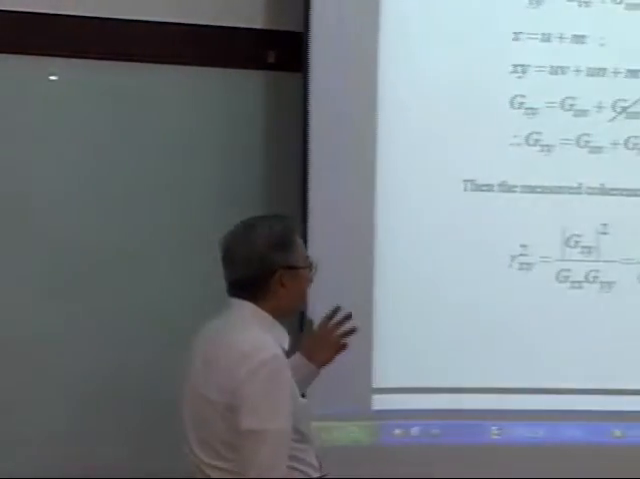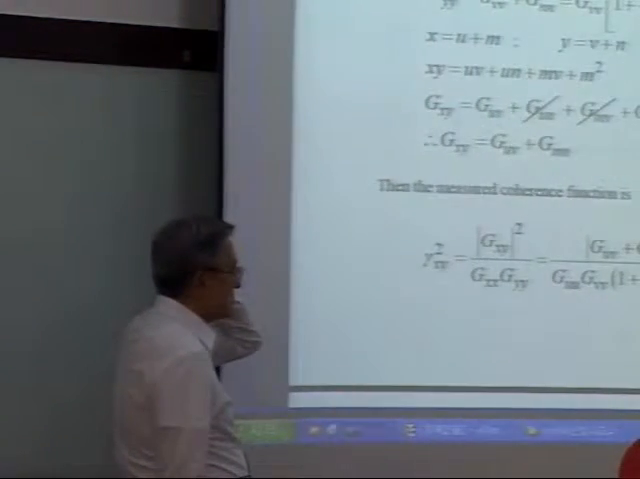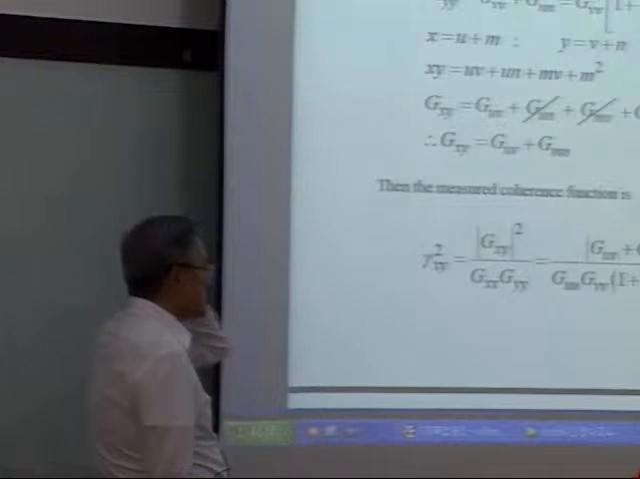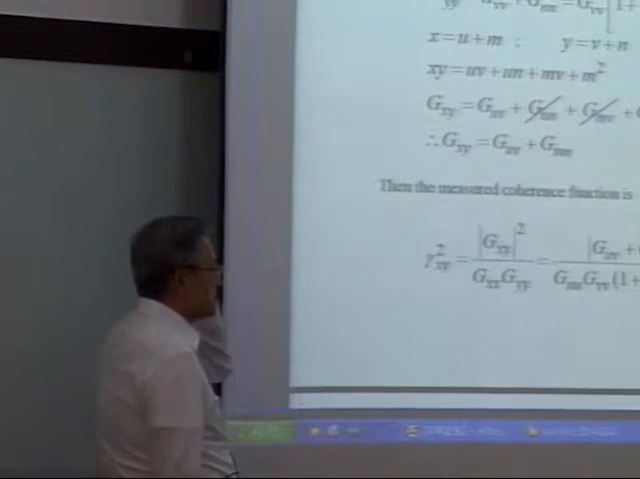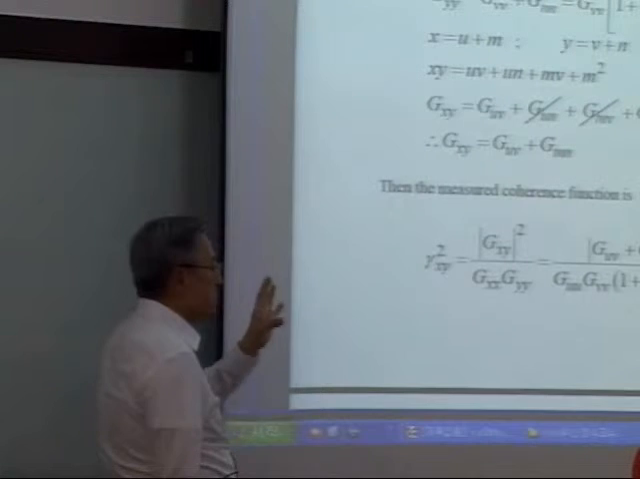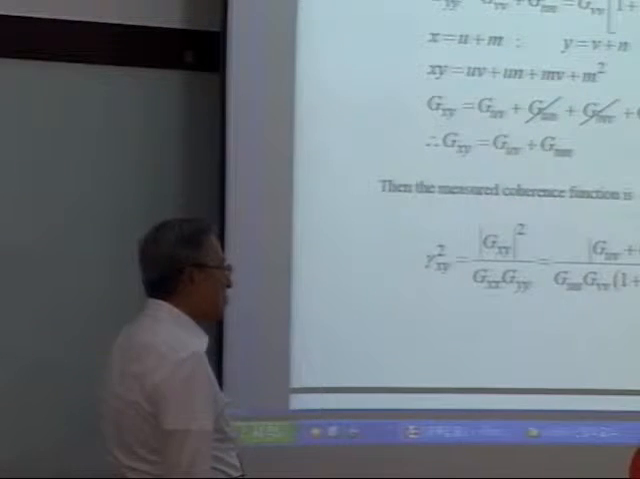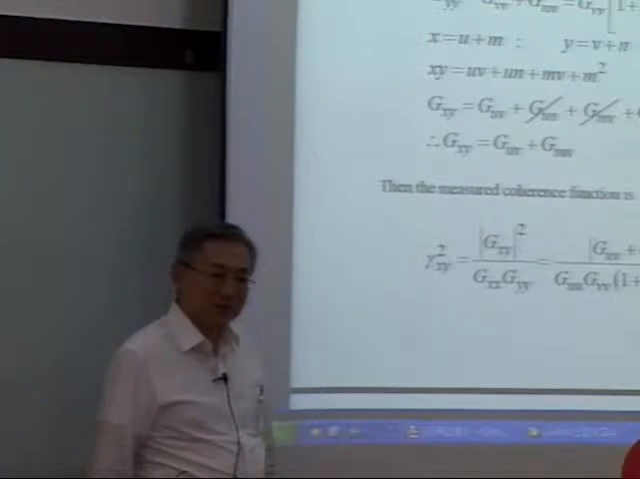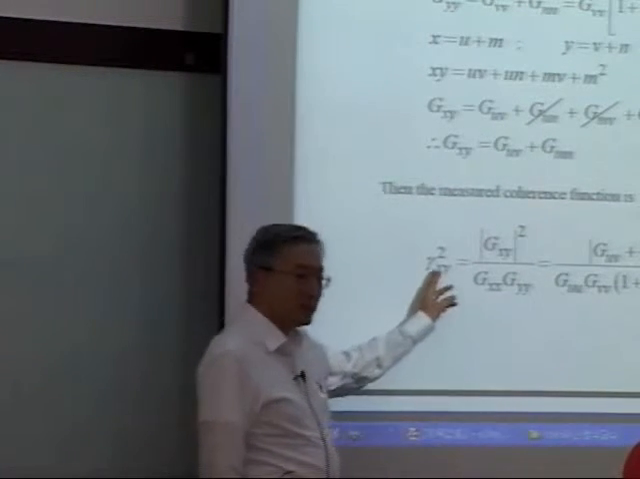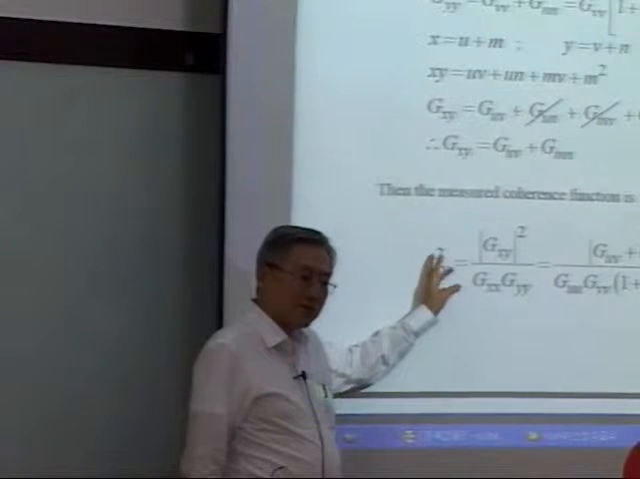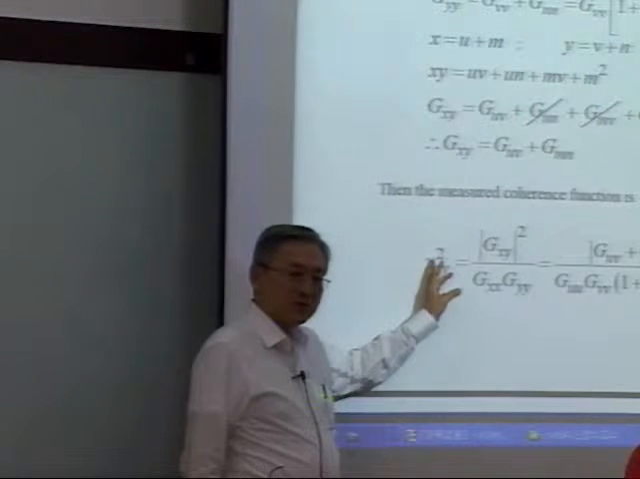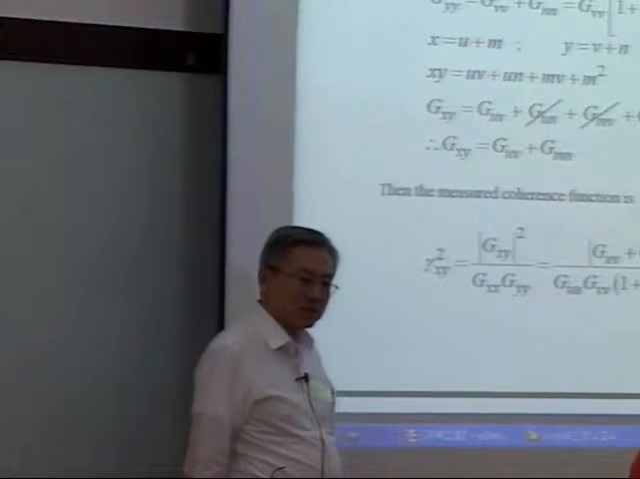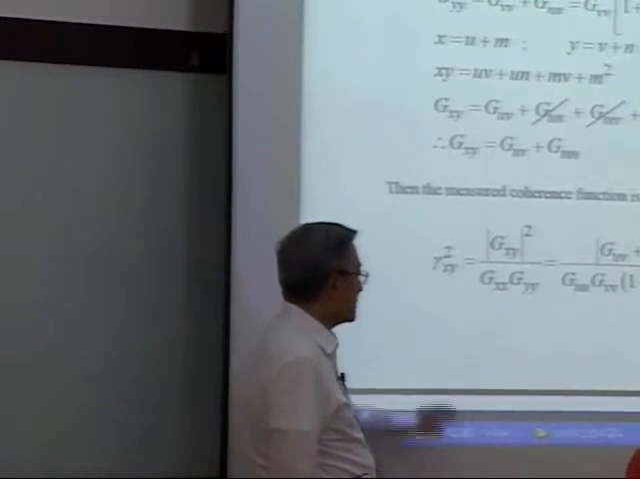Then gamma xy square. All this signal processing in time domain, as you look at it, its beauty is the important parameter is not really huge. It's a few. Gamma xy square is a very important parameter to evaluate the noise contamination in the system.